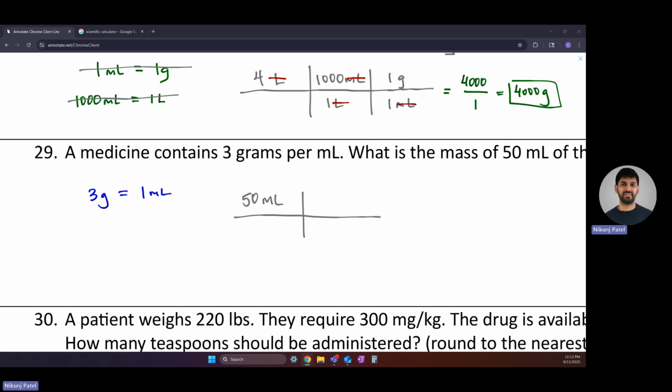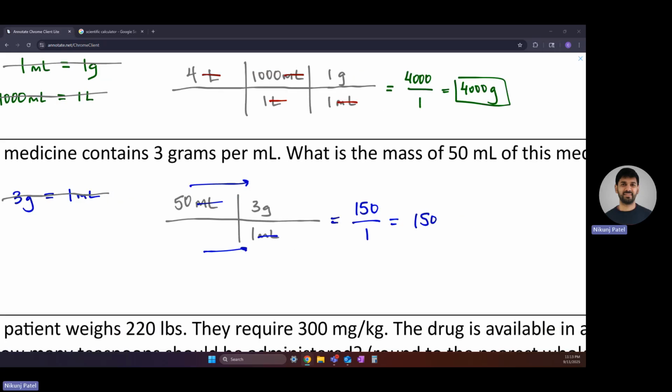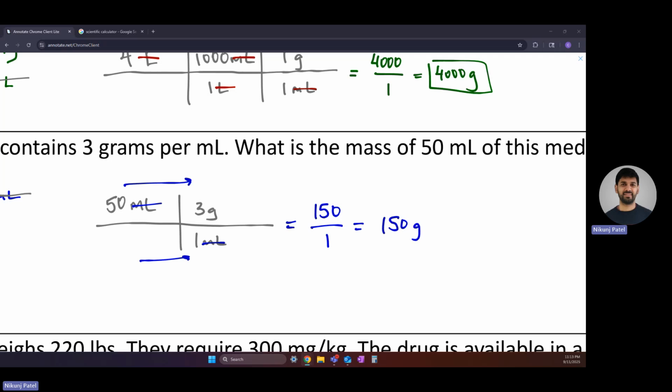And we can directly see that we have milliliters right there. 1 milliliter of the medication is 3 grams. 1 milliliter of the solution is 3 grams of the medication. Mass is always in grams, so we're good there. We can multiply across the top, and then at the bottom we have a 1. So this will end up being 150 over 1, or 150. And crossing out our canceled out units, we're just left with grams there, 150 grams.